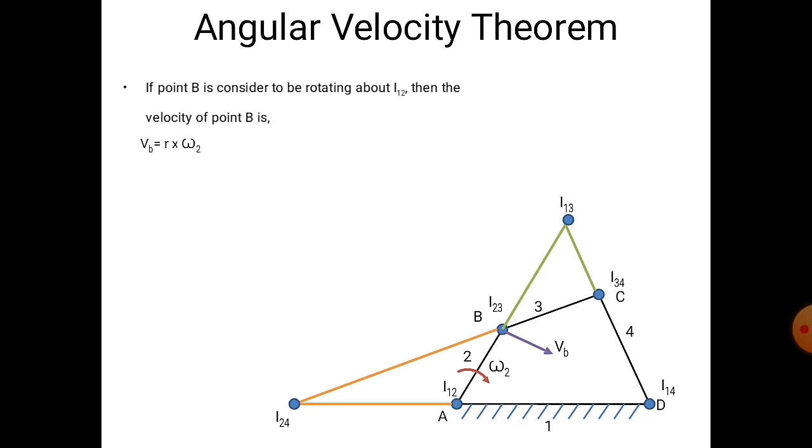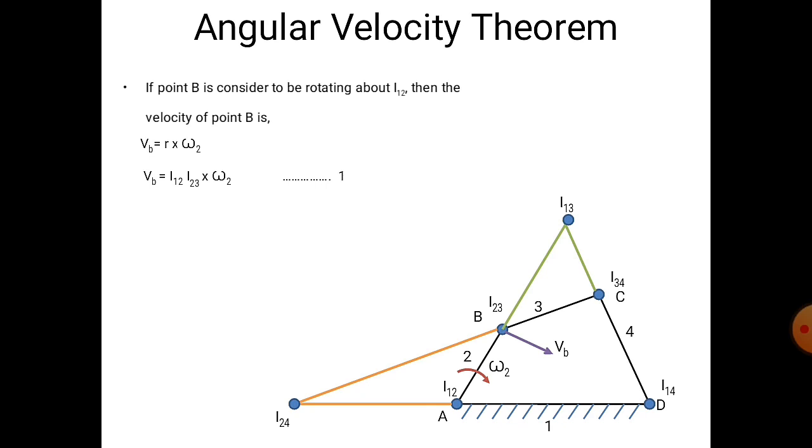So the link is considered to be rotating about eye center I12. So VB is equal to R into omega 2. R is nothing but the distance between eye centers I12 and I23. So the velocity VB will be equal to the distance between points I12 and I23 into the angular velocity of link 2. So this is our equation 1.